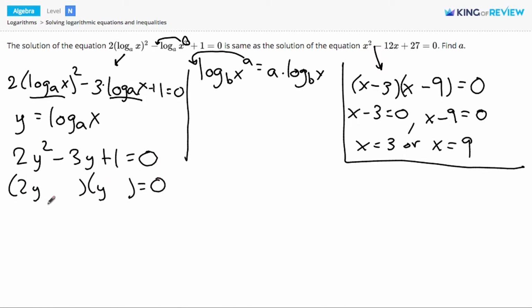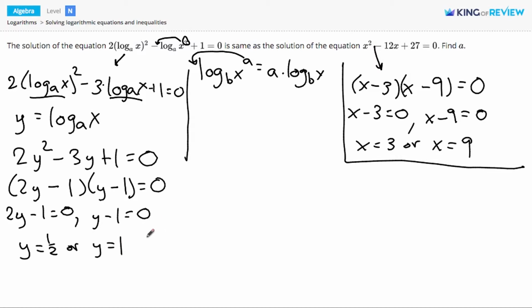2y times y is 2y squared. We need two numbers here that will multiply to give us 1. The only two whole numbers that do that are 1s. We need them to multiply to positive 1, but add up to a negative. To make that work, they would both have to be negative. They will multiply to give us a positive, but add up to give us a negative. So I can solve this the same way. 2y minus 1 equals 0, or y minus 1 equals 0. Solving for y, I get y equals 1/2, or y equals 1.